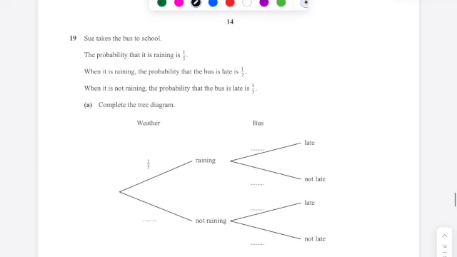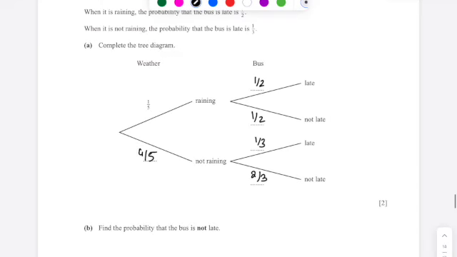Question number 19. Sue takes a bus to school. The probability of raining is 1 upon 5. So not raining will be 4 upon 5. Then when it is raining, the probability of the bus being late is 1 upon 2. Not late will be 1 upon 2. When it is not raining, the probability of the bus being late is 1 upon 3. Not late will be 2 upon 3.